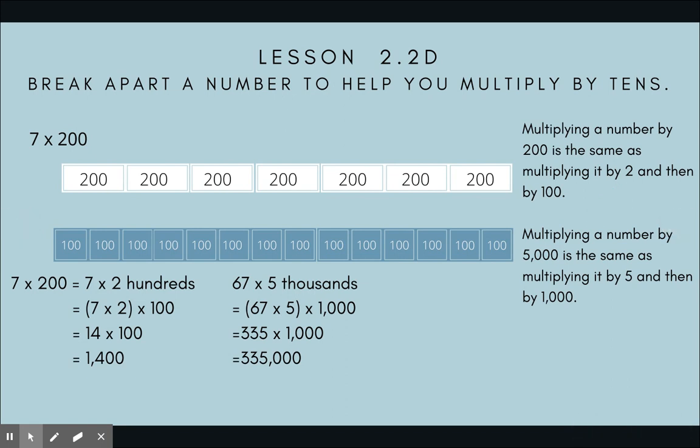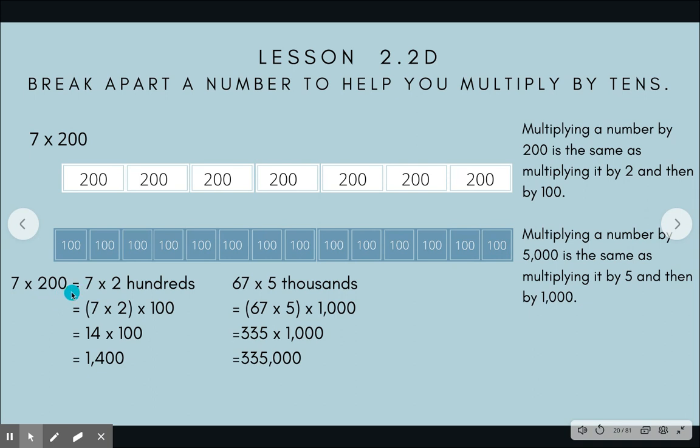Lesson 2.2d. Break apart a number to help you multiply by tens. Multiplying a number by 200 is just the same as multiplying it by 2 and then by 100. So in this example, you can see there are 7 groups of 200. So you can think about it like this.